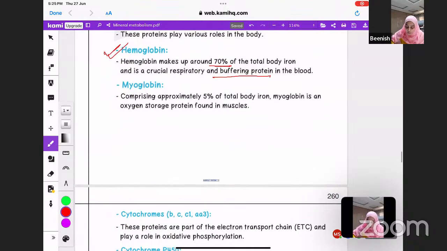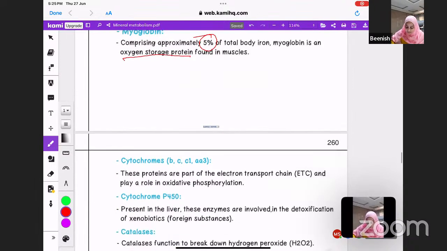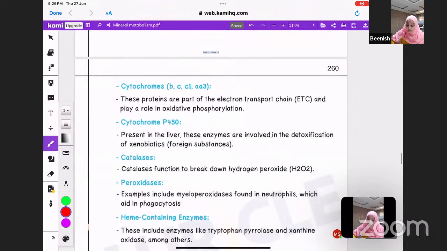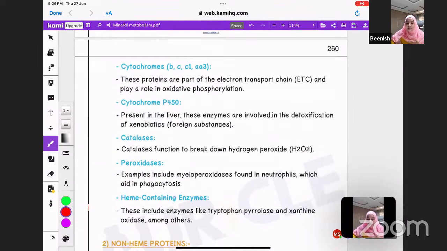Then moving on to myoglobin, it comprises approximately 5% of the total body iron. Myoglobin is an oxygen storage protein found in the muscles. Then your cytochromes, they are also heme proteins, cytochrome B, C, C1, A3. So we came across all of these in the electron transport chain. Again, very important, they're involved in oxidative phosphorylation.